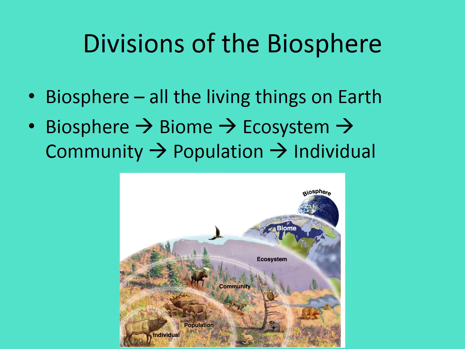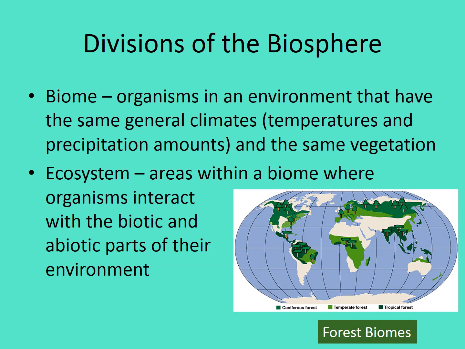So first of all, we are going to be dividing the biosphere into smaller and smaller divisions. From biggest to smallest, it goes biosphere, biome, ecosystem, community, population, individual. Let's define those. So a biome is really similar to a climate. Climate just focuses on the actual weather in that location. Biome comes in and adds things like vegetation and the organisms that live there.